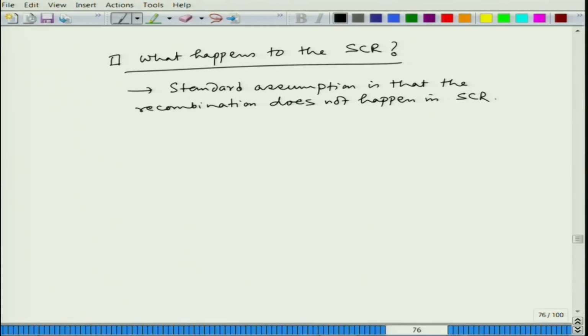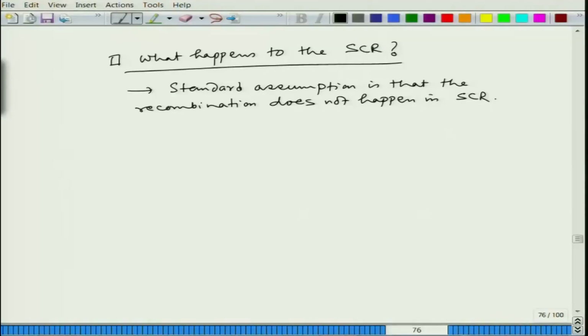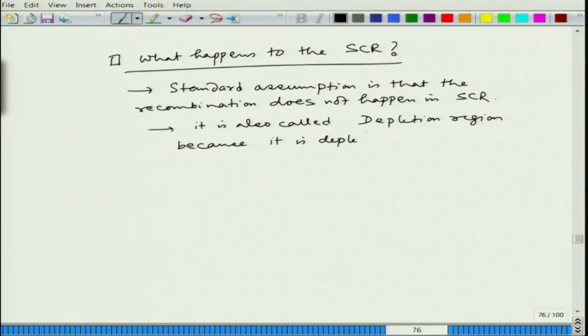Because the space charge region is also called the depletion region, right, and why depletion region? Because the minority carriers are less in number in the space charge region. So, it is also called the depletion region because it is depleted of the minority carriers, right. Why is it depleted?